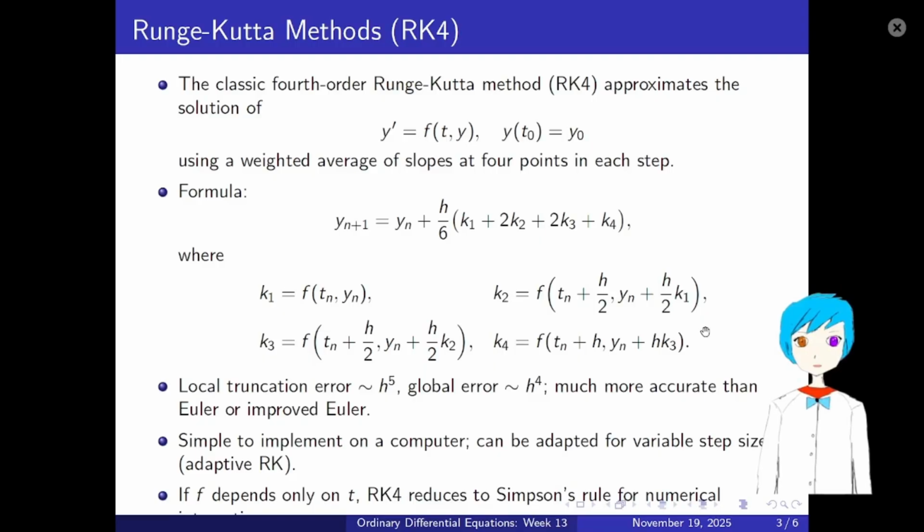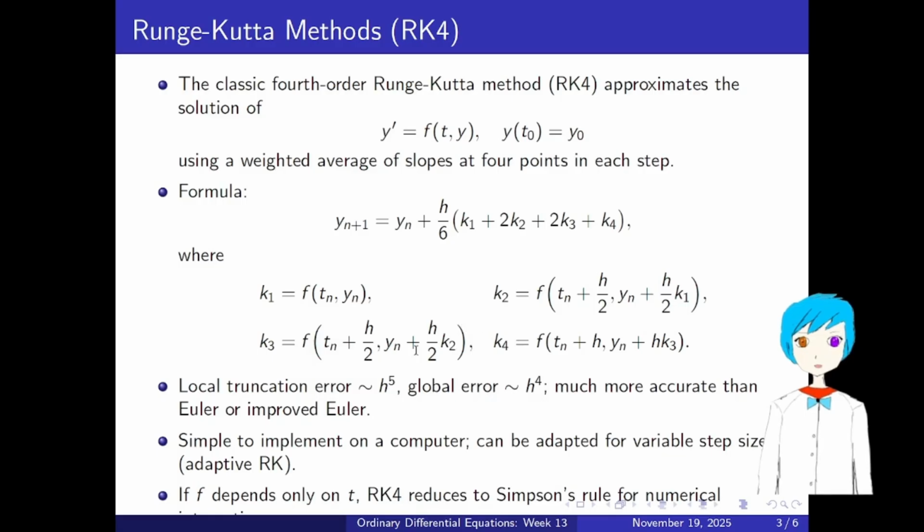Next, we introduce the Runge-Kutta 4 method. The classic fourth order Runge-Kutta method, known as the RK4 method, approximates the solution using a four-stage calculation: K1, K2, K3, and K4. The local truncation error for this method is of order big O(h^5). The global truncation error is big O(h^4). It is much more accurate than the previous Euler or improved Euler's method.